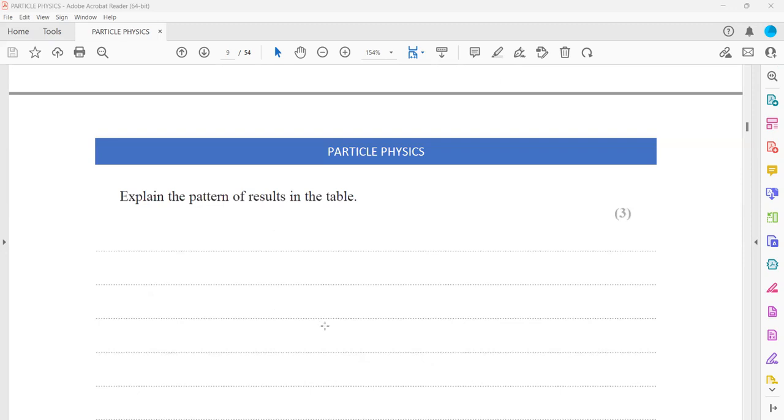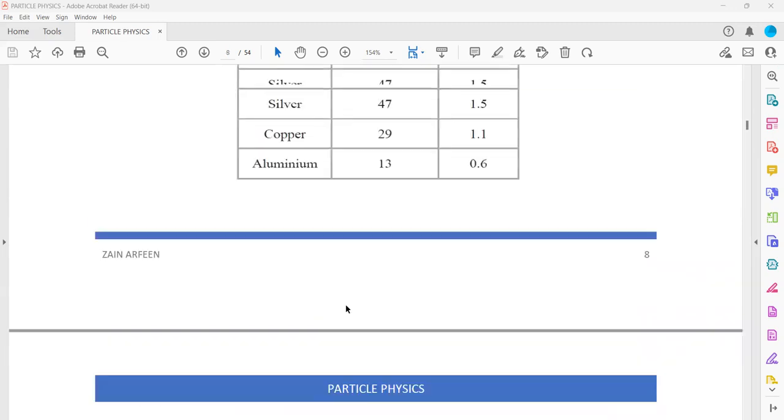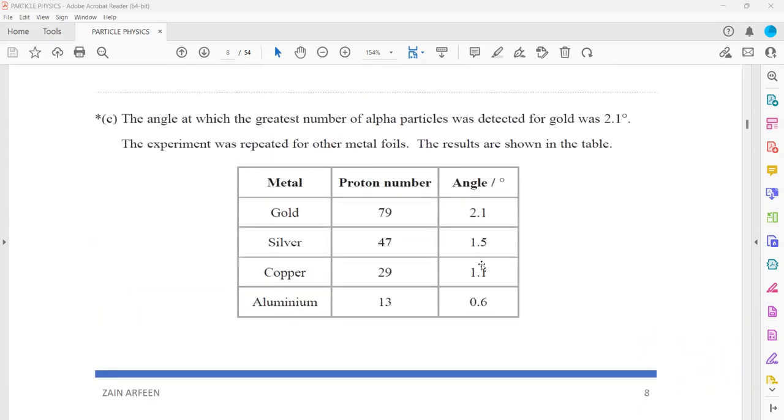Explain the pattern of results in the table. A greater angle of deviation is there with a greater proton number. You can clearly see this from the numbers. A greater proton number means a greater charge and stronger electrostatic repulsion. That's why there is a large deviation. You just have to interpret the table in your own words.